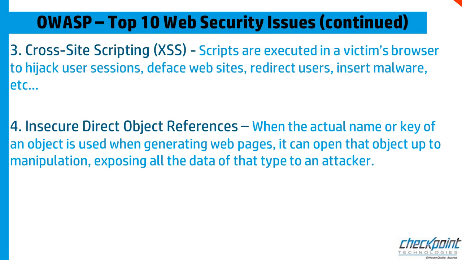Number four is insecure direct object references. That is when a developer exposes a reference to an internal object. It could be a file, it could be a database key, it could be some kind of directory. And then those attackers can manipulate those references and get access to unauthorized data.